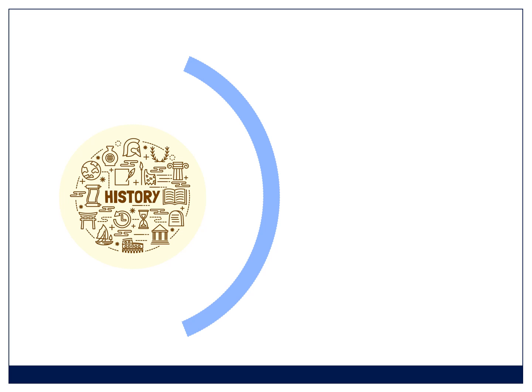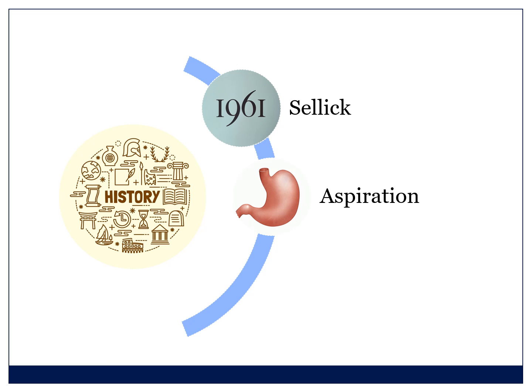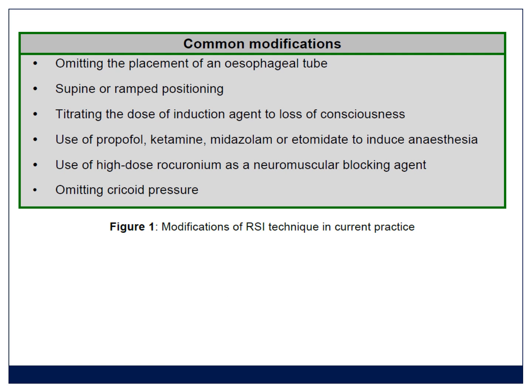The background to rapid sequence induction is that it was first described in 1961 by Sellick, and there have been a number of modifications to that original description. The primary reason for a rapid sequence induction then and now is to prevent aspiration of the gastric contents into the lungs. And in Sellick's day, they would actually insert a nasogastric tube before the intubation, empty the stomach, and then remove that nasogastric tube. They would also do it in a head down position in order to theoretically reduce this risk of regurgitant fluid going into the lungs.